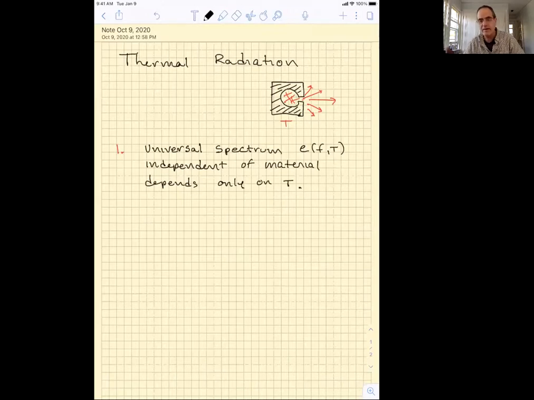This is interesting, right? If something is universal, it must be important. It must be tied to some deep property of the universe. And we'll see that that's right. The second rule concerns the total amount of power emitted by the black body emitter.